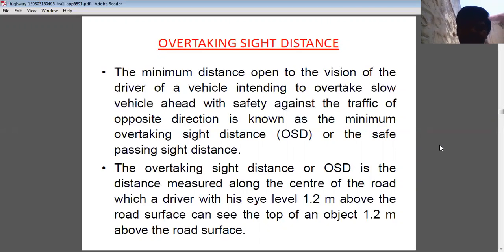The overtaking sight distance, or in short OSD, is the distance measured along the center of the road which a driver with his eye level 1.2 meter above the road surface can see the top of an object 1.2 meter above the road surface. The driver's eye should be 1.2 meter above the road surface.